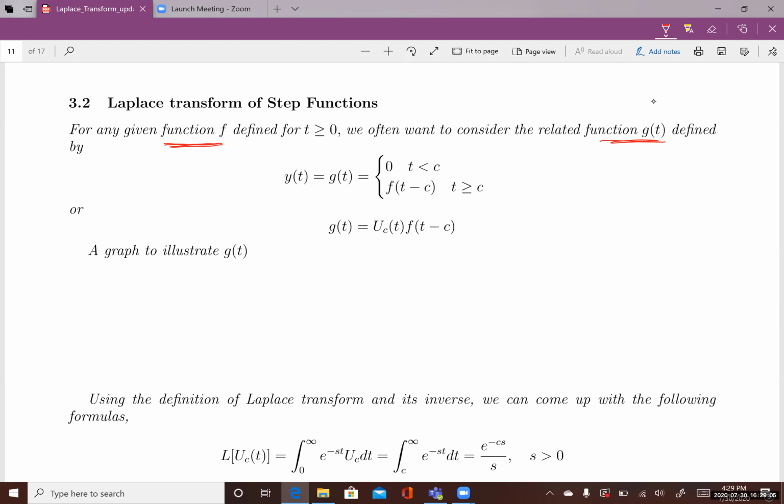You have g of t is a step function of f of t, or a cousin function of f of t in terms of step functions. g of t equals 0 for t less than c, and g of t equals f of t minus c, where t is at least c. So f of t minus c just means you take the function f of t and you shift it to the right c units.